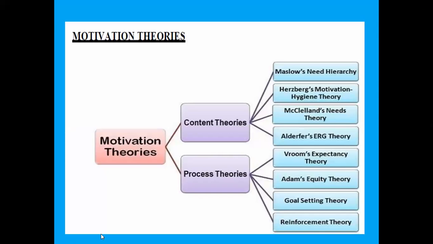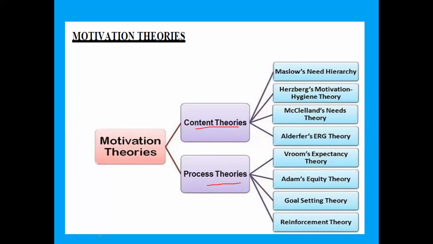So we are having some of the theories given by some of the people. So what are the motivational theories? First thing is content theories and the process theories. So we're having two types of motivation theories. First one is content theories. Next one is process theories.